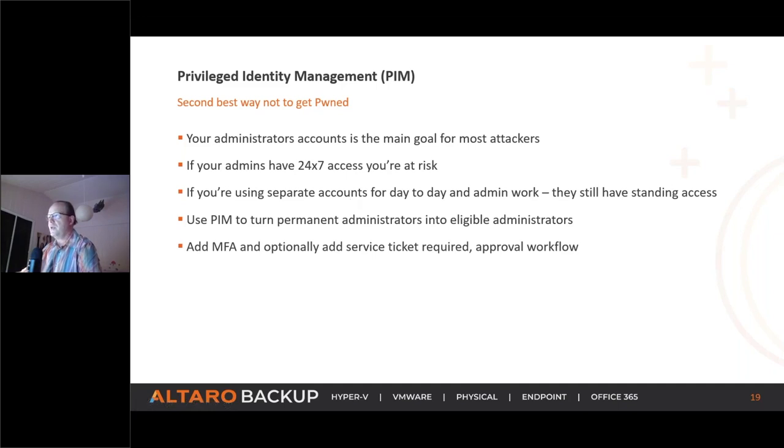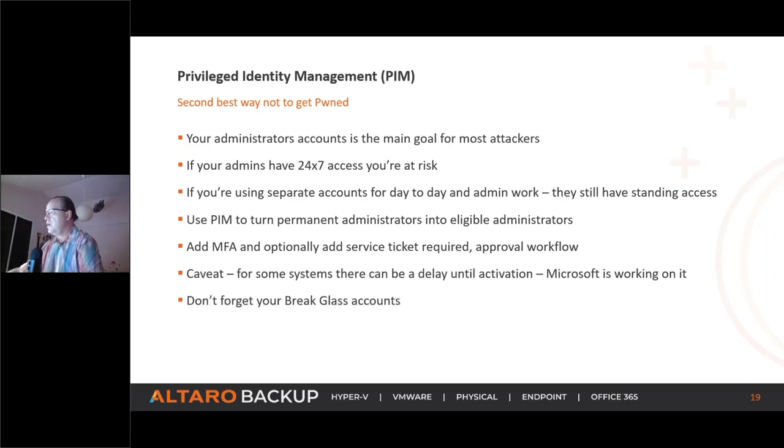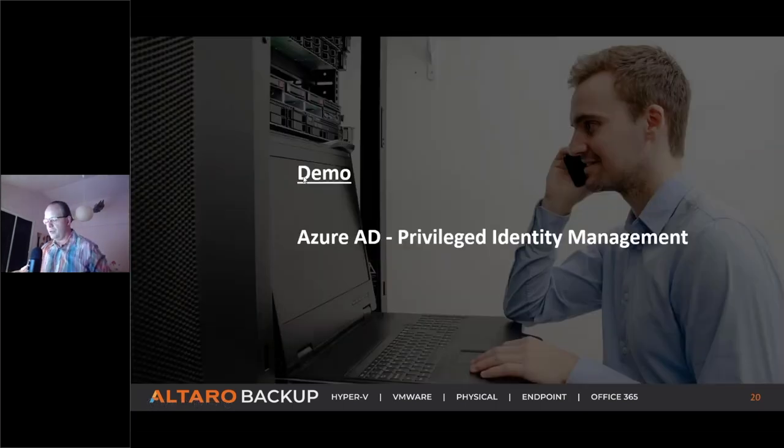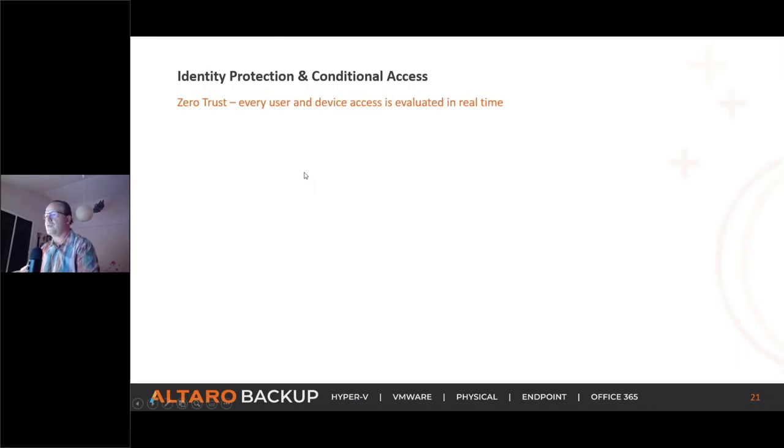They can optionally have to do an MFA. They can optionally have to enter a service ticket number at this point. They can optionally have to be approved by somebody else to do this. And there is sometimes some delay before this actually works. And you want to make sure that you exclude your break glass accounts. Also should not be relying on PIM because PIM might be down. And we got an article on that on the blog. And I'm going to do a super fast demo on that as well.